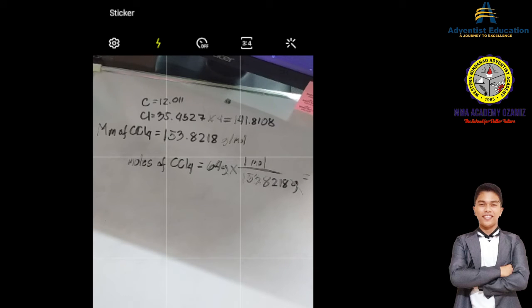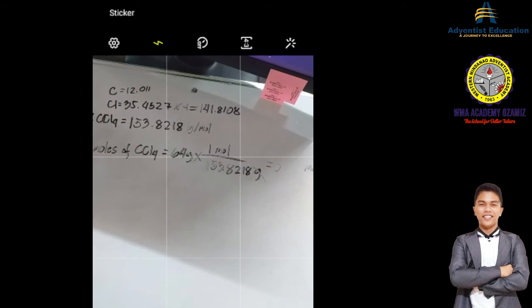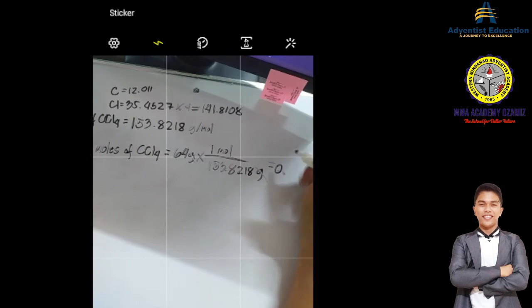So let's see if we are on the right track. Let's try to calculate. 64 grams divided by 153.8218 is equal to 0.416 moles.